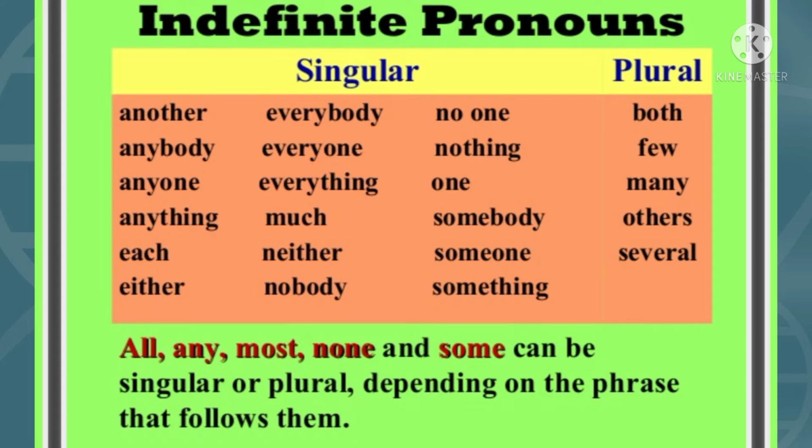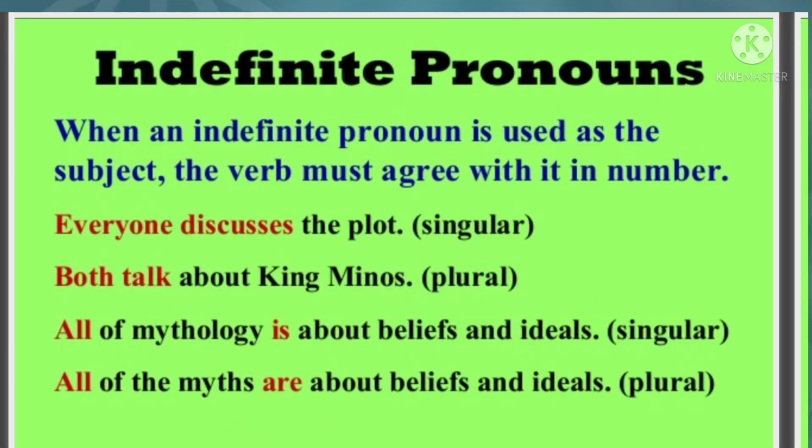And looking at these pronouns, we are able to understand that when they are used as a subject, we cannot tell that there is some identity or some speciality for these pronouns. Okay, let's look at some examples. When an indefinite pronoun is used as a subject, the verb must agree with its number.